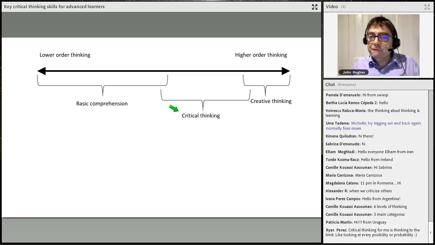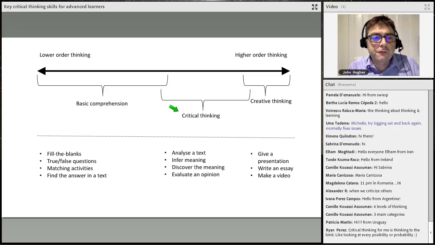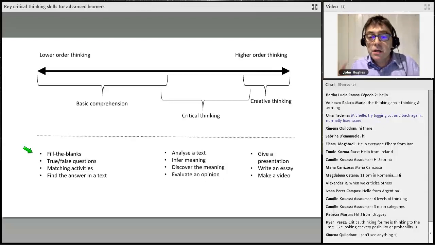and you were looking for critical thinking taking place or different levels of thinking, you can often identify it by the type of exercise that the teacher is using. For example, for basic comprehension tasks, you might see a teacher giving students things like fill the blank exercises, true-false questions, matching activities. Good exercises, but they're just checking students' understanding of the language and getting them to apply it in quite a basic kind of way.